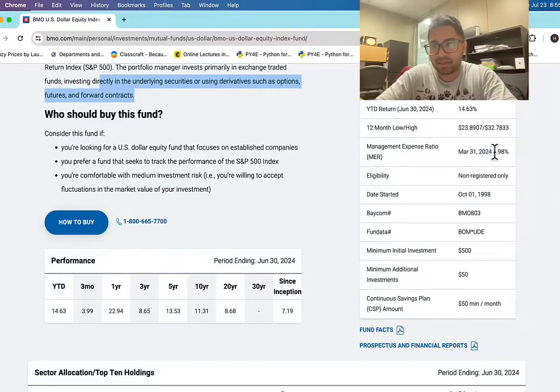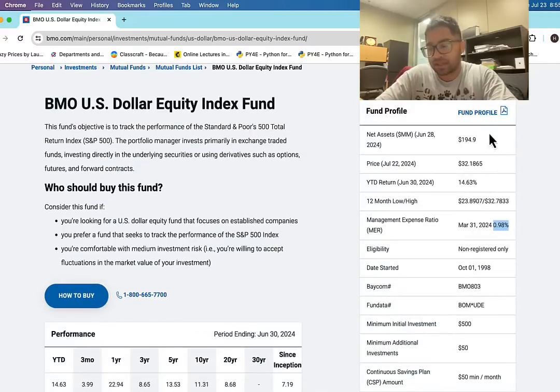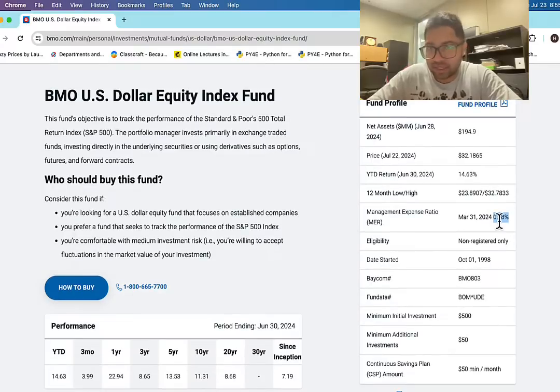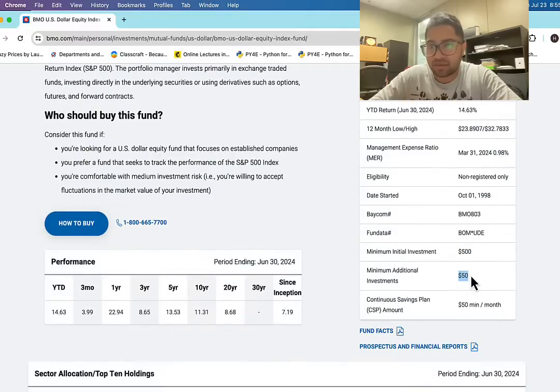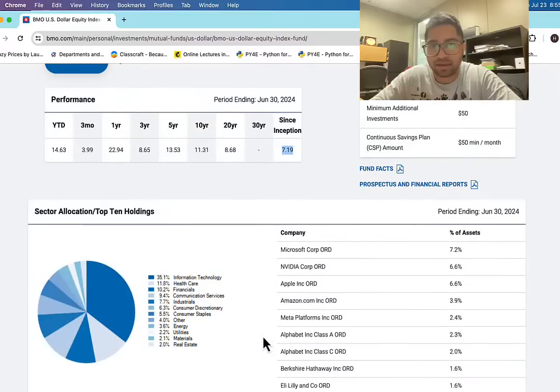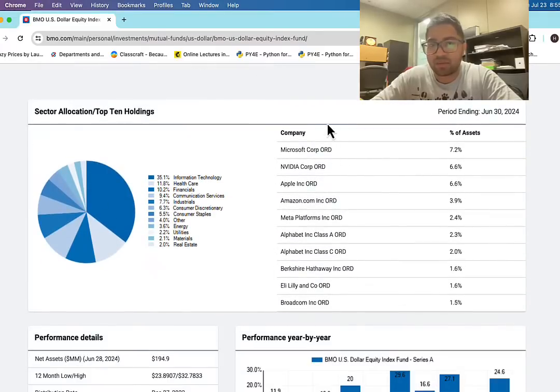The MER is 0.98%, way lower than the funds that we were looking at, where the MER was 2.6 and 2.24%. So for an index fund, the MER is way lower. Minimum investment is $500. The additional investment is $50 per month. 20 years return is 8.68%, since inception return is 7.19%. How do they allocate? Based on the S&P 500. Whatever companies are part of the S&P 500, they invest in those companies.